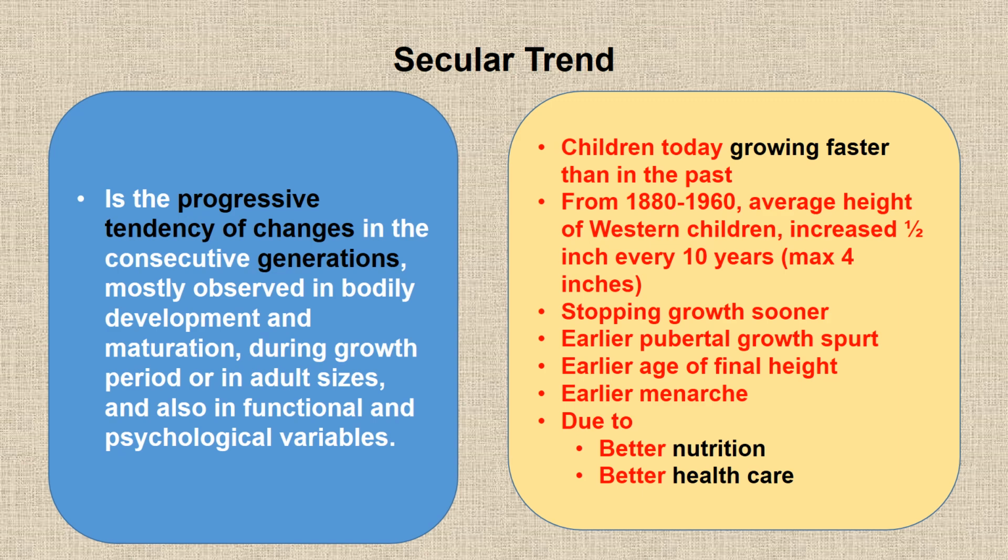Between 1880 and 1960, the average height of Western children increased about half an inch every 10 years, to a maximum of 4 inches. And children are also stopping growth earlier now, and the pubertal growth spurt occurs earlier, as well as the menarche. Now, this is probably due to better nutrition and better health care.